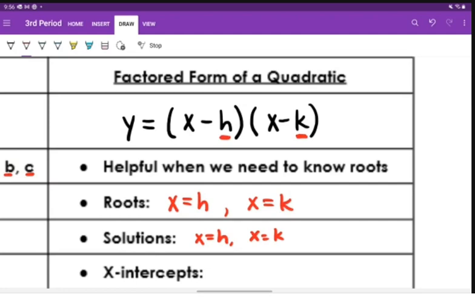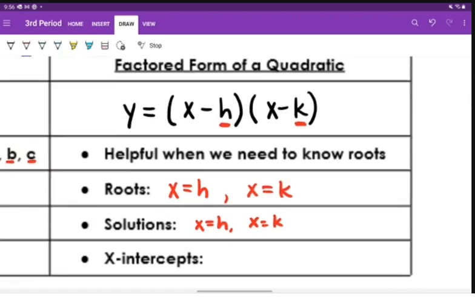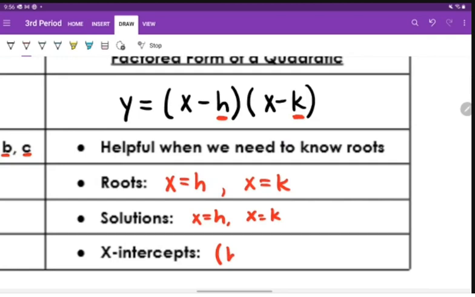And roots and solutions are the same things as x-intercepts. So these are also the x-intercepts, but we'll write this in a different format this time. When we're talking specifically about x-intercepts, we usually like to write our answer as a point. So yes, the x values are going to be h and k, but the y values of these points would be 0. So our x-intercepts, it's the exact same thing. It's the x equals h and the x equals k, but we would typically write it in the form of a point, h comma 0 or k comma 0.